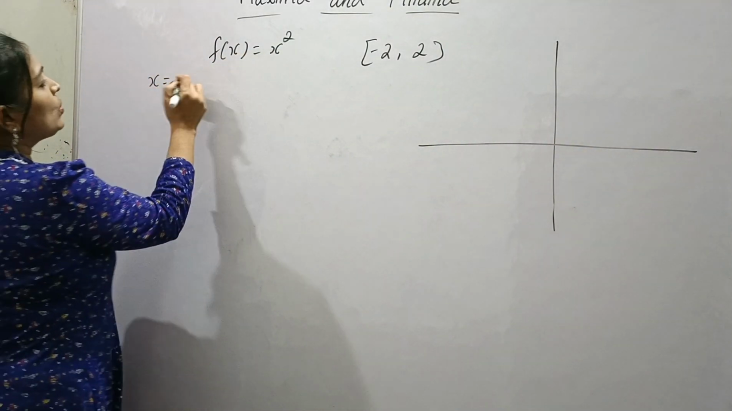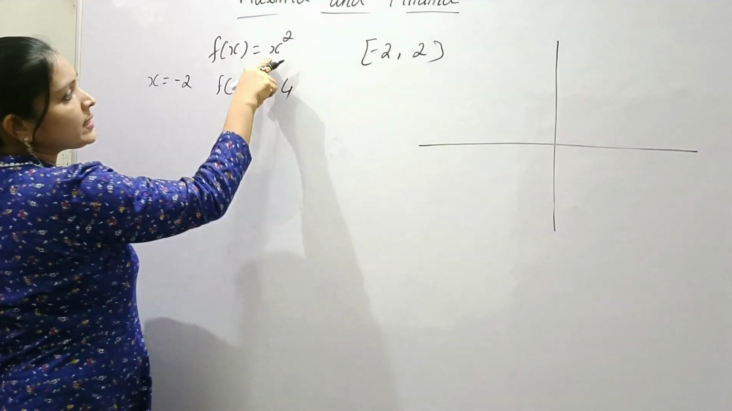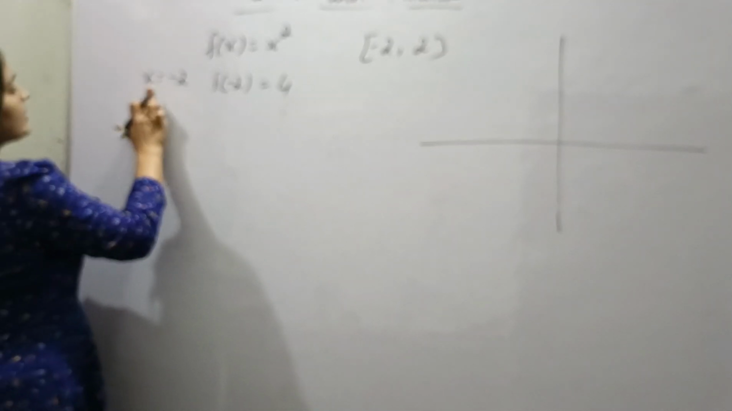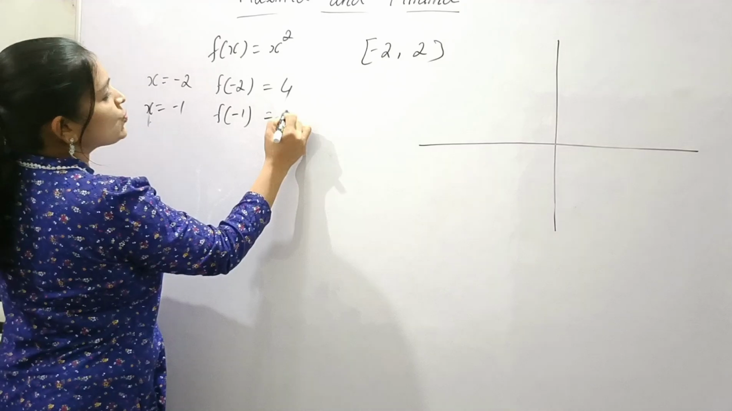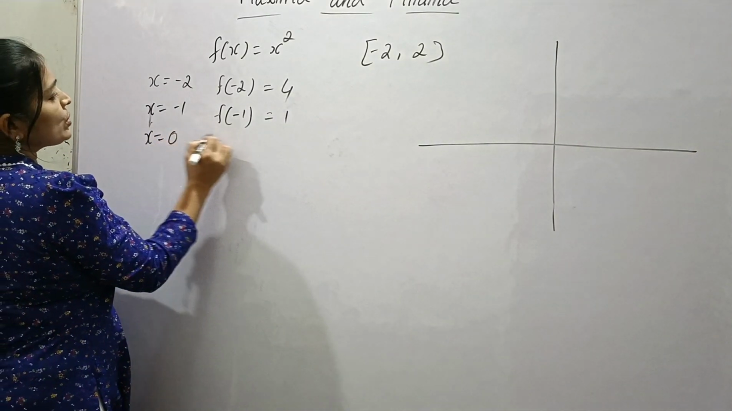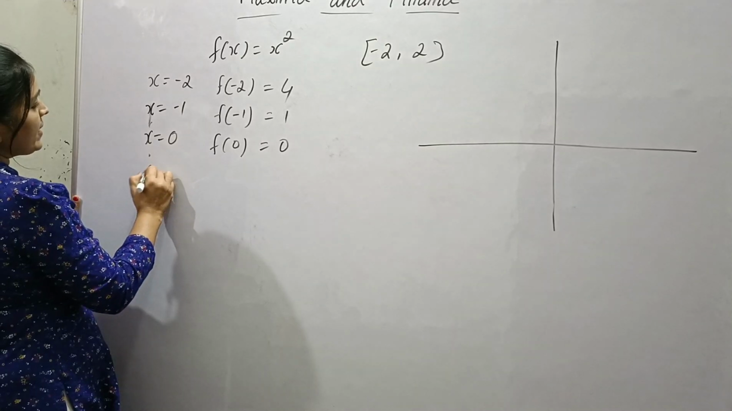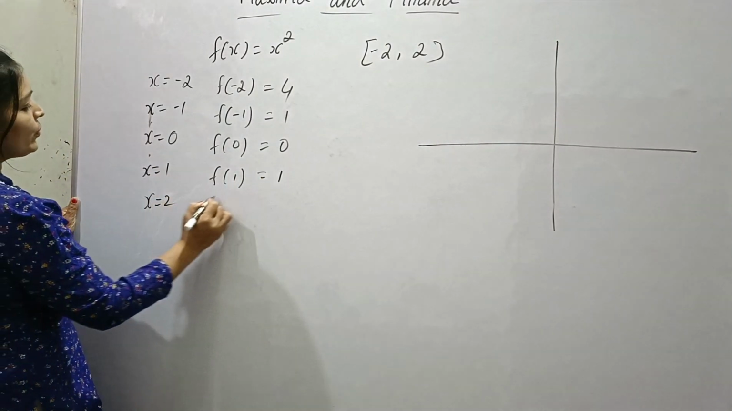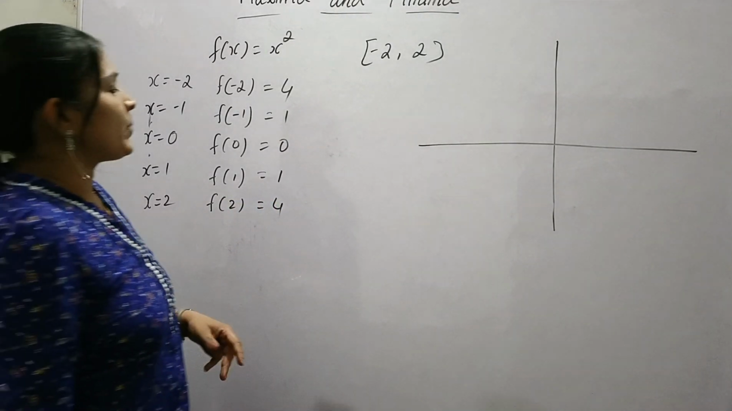When x is equal to minus 2, f of minus 2 is equal to 4, right? Put x is equal to minus 2, square will be 4. When x is equal to minus 1, f of minus 1 is 1. When x is equal to 0, f of 0 is equal to 0. Then when x is equal to 1, f of 1 is equal to 1. When x is equal to 2, f of 2 is equal to 4. Right? Okay, let's plot the points.